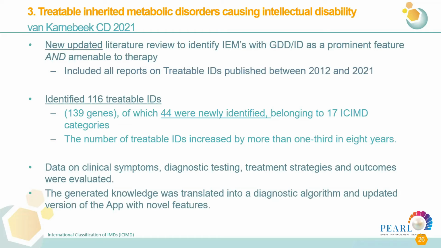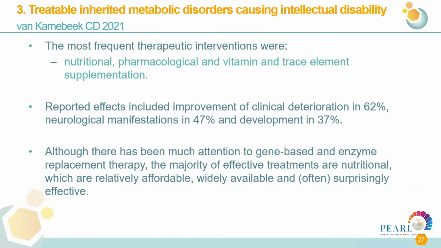The data on clinical symptoms, diagnostic testing, treatment strategies, and outcomes were evaluated. Based on that, they generated the knowledge, and this was translated into a diagnostic algorithm, updating the application with novel features. The most frequent therapeutic interventions that they highlighted were nutritional, pharmacological, and vitamin and trace element supplementation. The reported effects included improvement in the clinical deterioration in 62%, improvement in neurologic manifestations in 47%, and improvement in development in 37%. We all know that there's a lot of emphasis on gene-based therapy and enzyme replacement therapy. However, they mentioned that the majority of the effective treatments were actually nutritional, relatively affordable, widely available, and surprisingly effective.